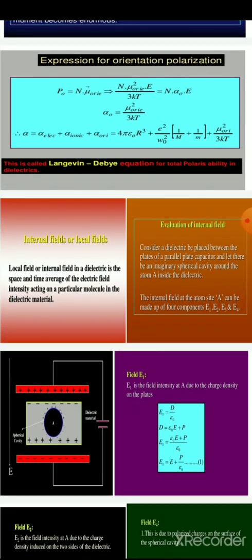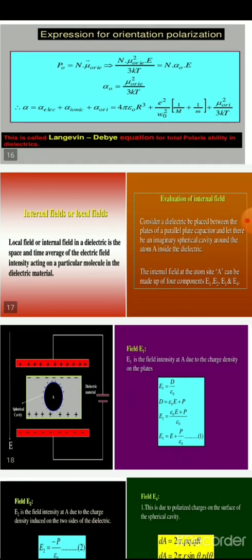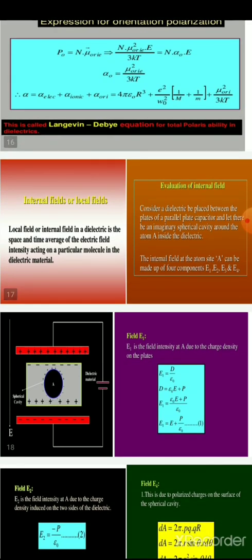Next, we are going to see about internal field or local field. The local field or internal field in a dielectric is the space and time average of the electric field intensity acting on a particular molecule in the dielectric material. It is present in dielectric materials. Without internal field, there is no external field. So first, internal field is compulsory.